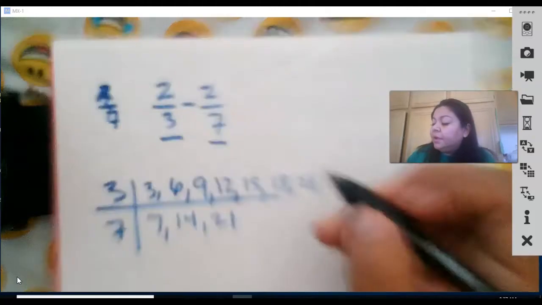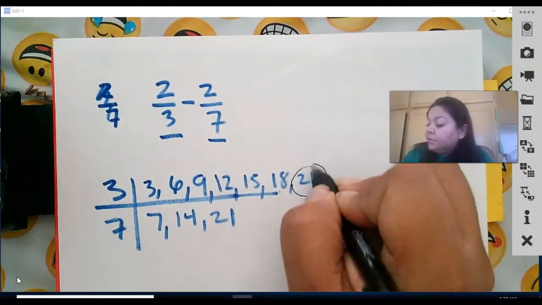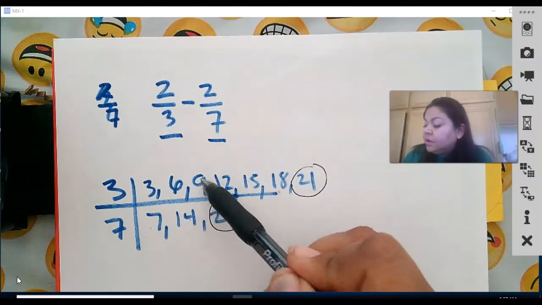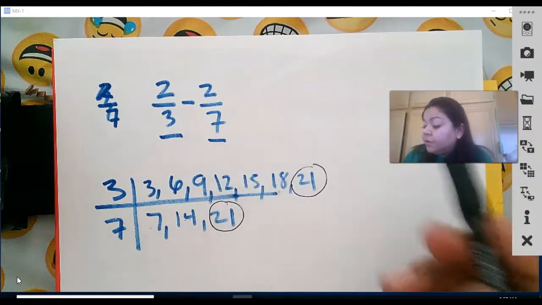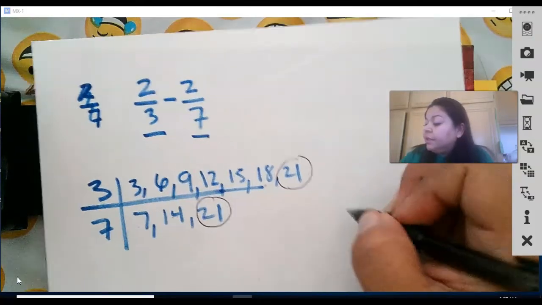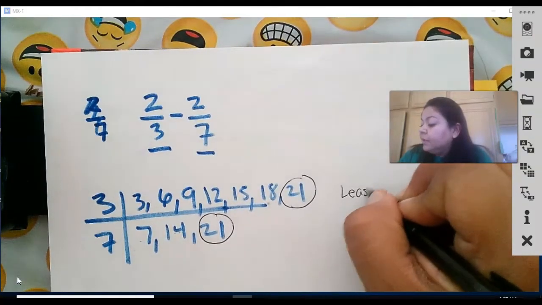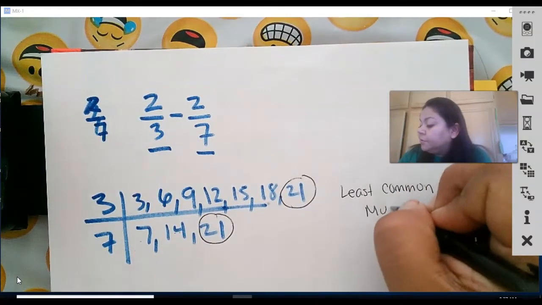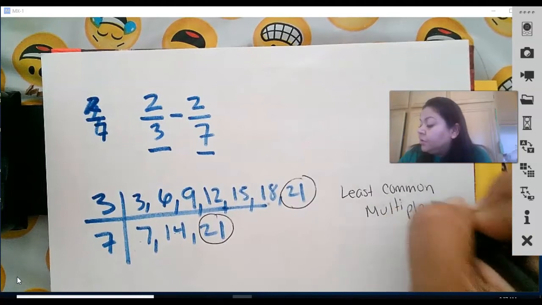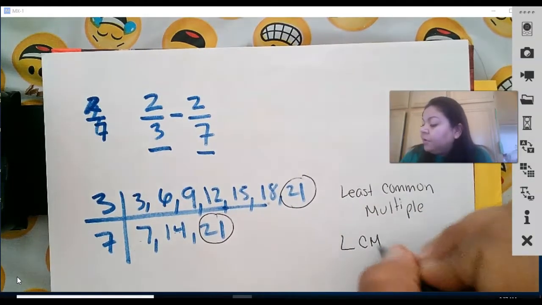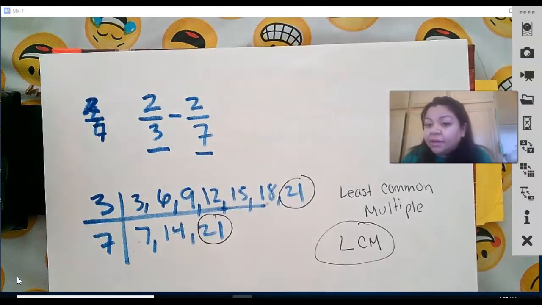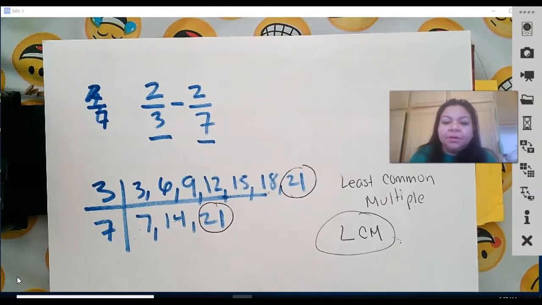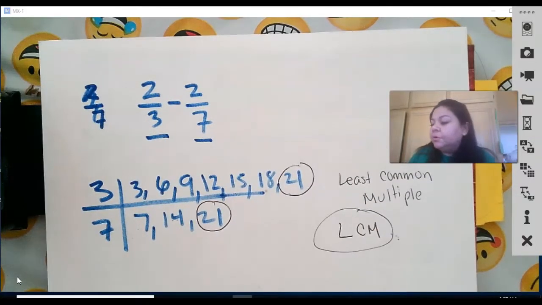I see that I have a common multiple already, which is 21. And I don't see any other common multiples smaller than 21. So 21 is my least common multiple. We can also use the abbreviation LCM for least common multiple. You will see this again in 6th grade, so make sure that you remember the terminology. This is your least common multiple.